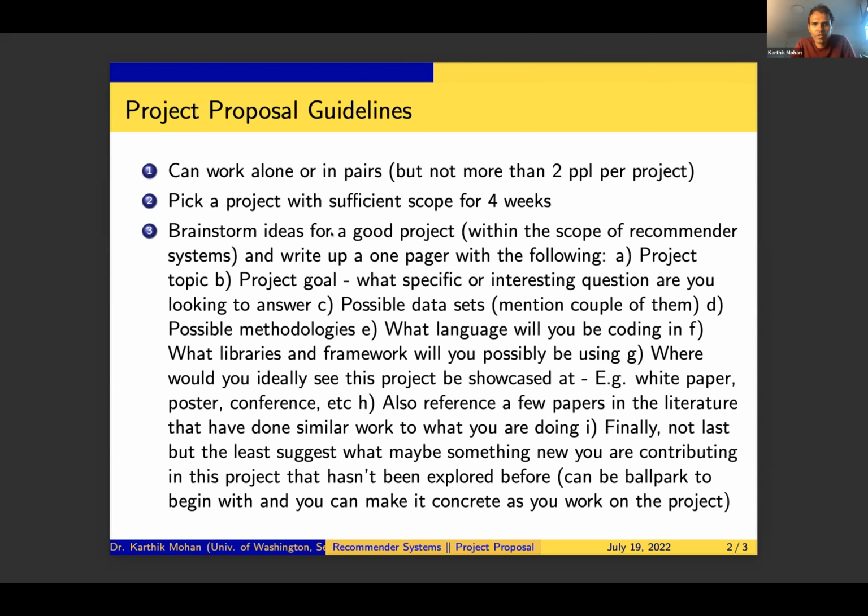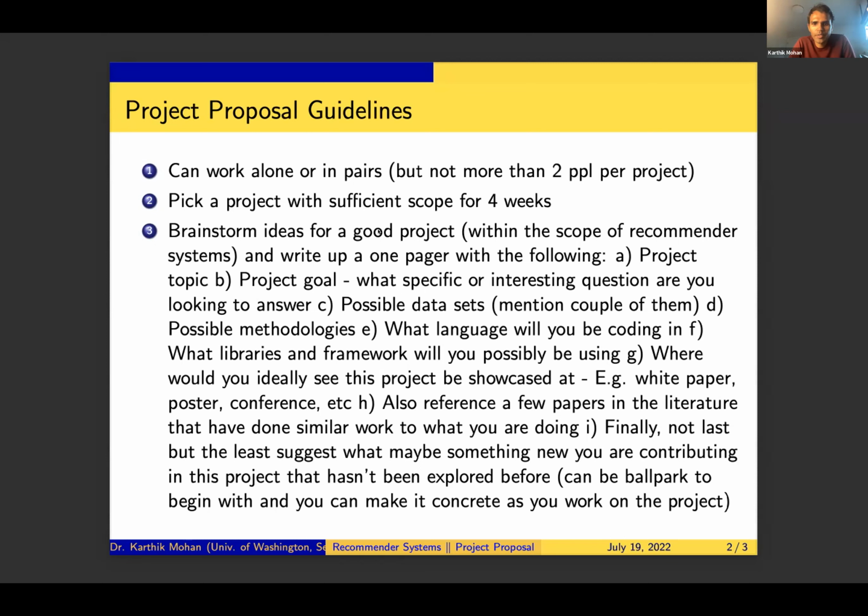And I would suggest you brainstorm ideas for a good project within the scope of recommendation systems. You can submit a one-pager as part of the proposal by this Saturday with your team member, or if you want to do it by yourself, you can do it by yourself. What's the project topic? What's the project goal? What specific interesting question are you looking to answer? What data sets will you probably use? What methodologies: okay, I want to use SVD, matrix factorization, or maybe deep learning. What language will you code in? Let's say Python, or probably you have to use PyTorch for deep learning. What libraries and frameworks will you be using? Again, PyTorch or TensorFlow.